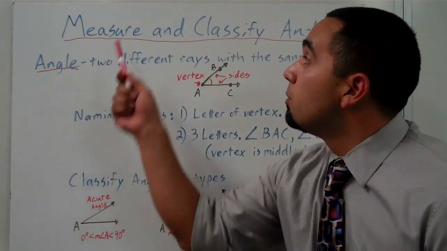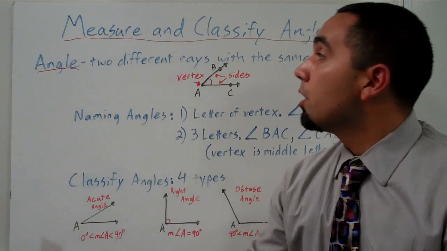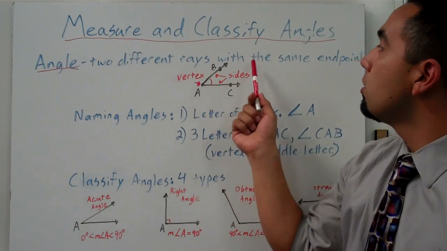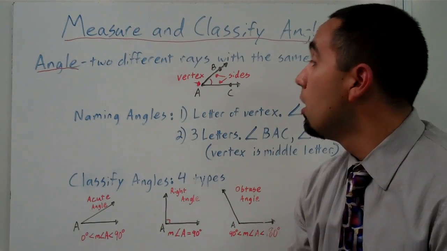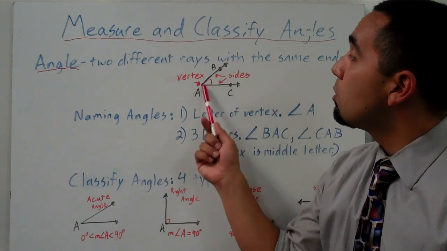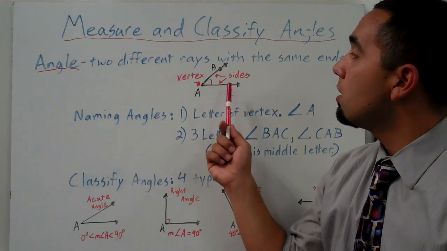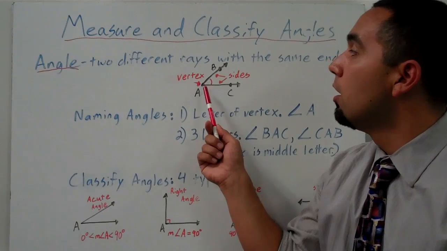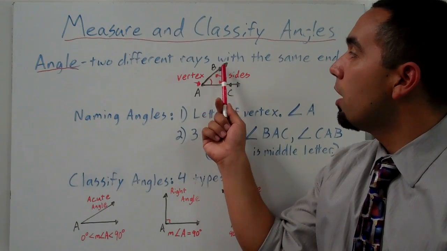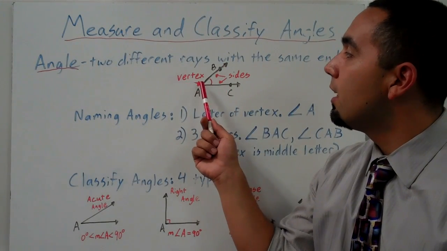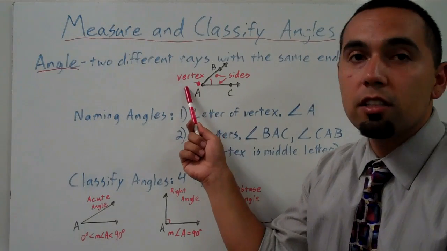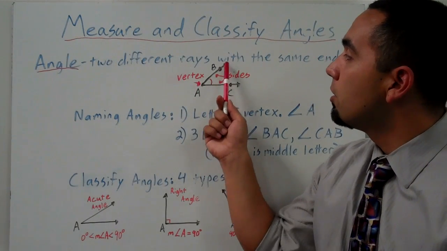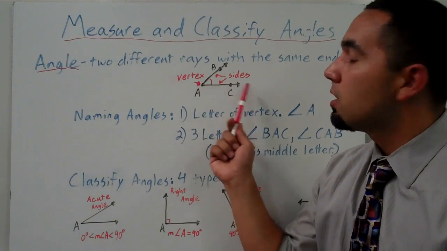All right, you guys, so this is measure and classify angles. First off, we have to define angle, and that is two different rays with the same endpoint. As you can see, we have this ray AB and this ray AC, and they both start at A. So this is what we mean by having the same endpoint. This is an angle, angle BAC, and since it's the common endpoint, it is the vertex of the angle. We also have sides of an angle, and the rays are the sides.